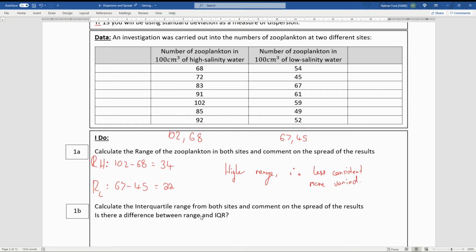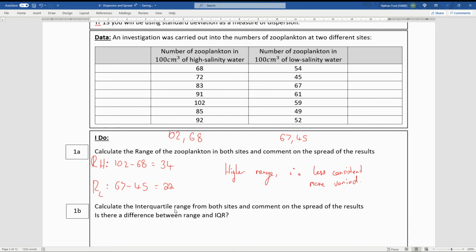Now let's look at the next one. This is something that's done in a number of different subjects. I know that psychology and geography will be doing these as well. So, interquartile range. Calculate the interquartile range for both sides and then comment on them. Then it asks, is there a difference between the range and IQR? Let's have a look.